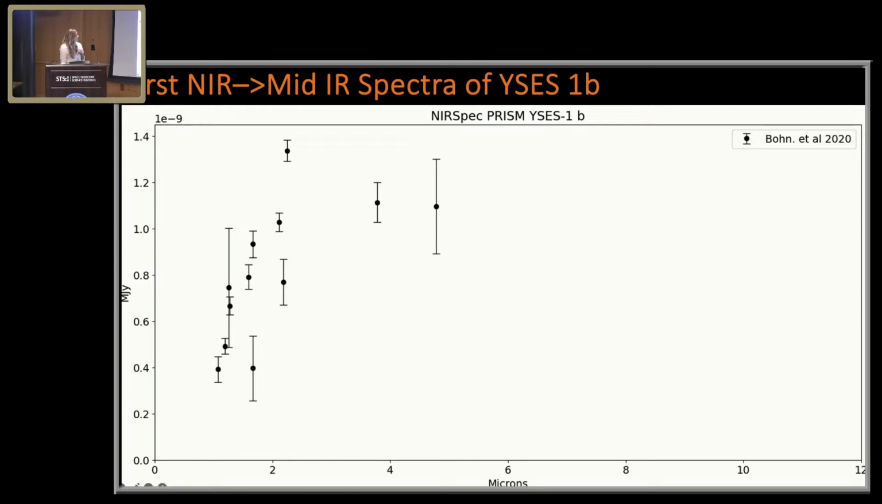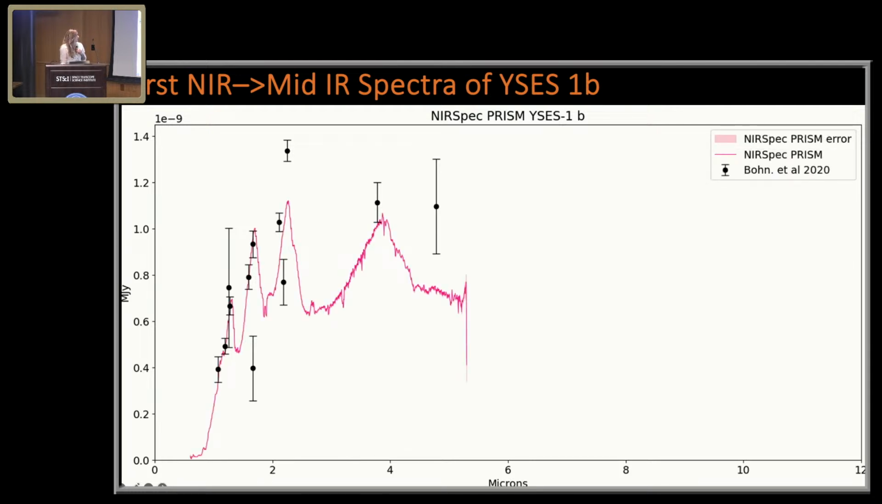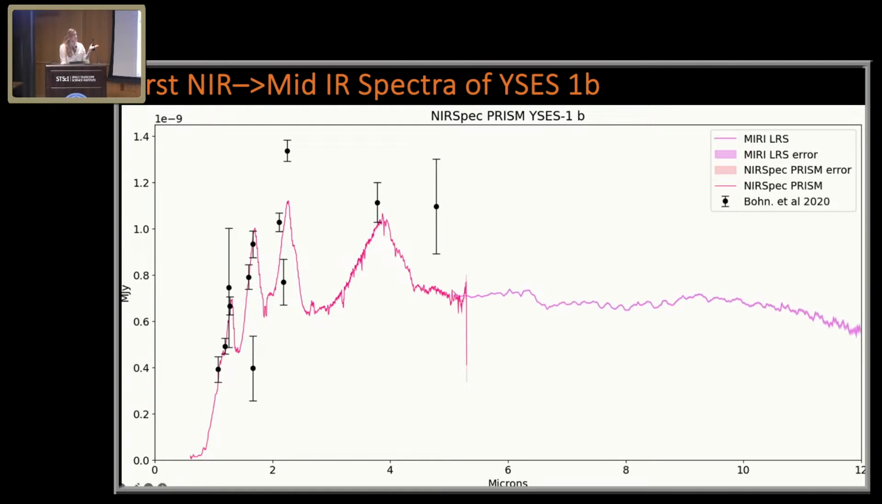So moving on to B, we also have the full wavelength range for B as well. So here's what it looked like from the ground with photometric points. And here's our PRISM spectra. And then we also have the same thing. We have our MIRI spectrum.